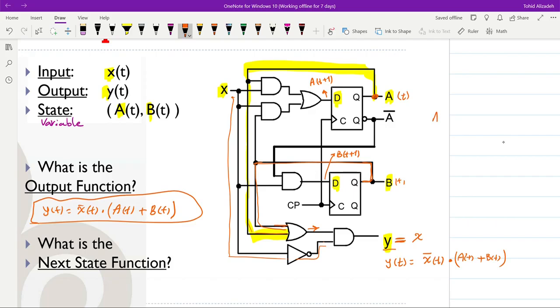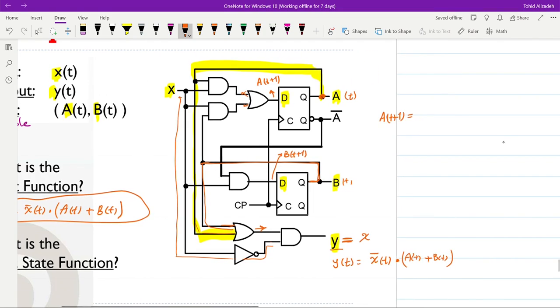So A at t plus 1, or the input to the first flip-flop, will be the OR of two terms, and the terms are in the form of AND of two variables. For A, we will have X at t and A at t, or here we have X and B. Alternatively, we can write it in the form of X at t and A or B.